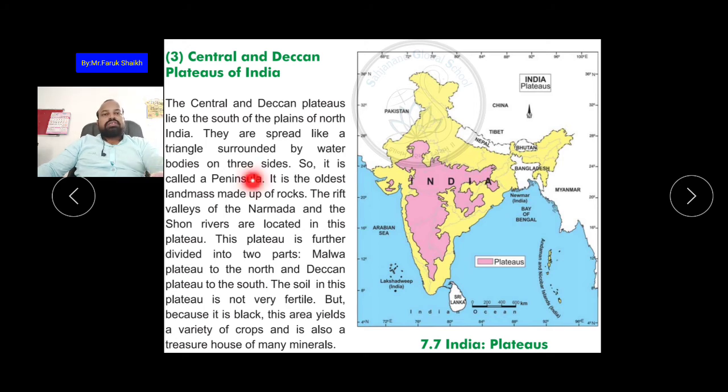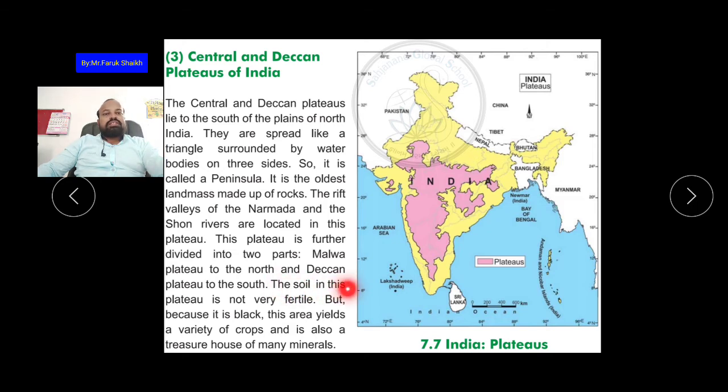It is the oldest landmass made up of rocks. The Rift Valley of the Narmada and the Son River are located in this plateau. This plateau is further divided into two parts: the Malwa Plateau in the north and the Deccan Plateau in the south.